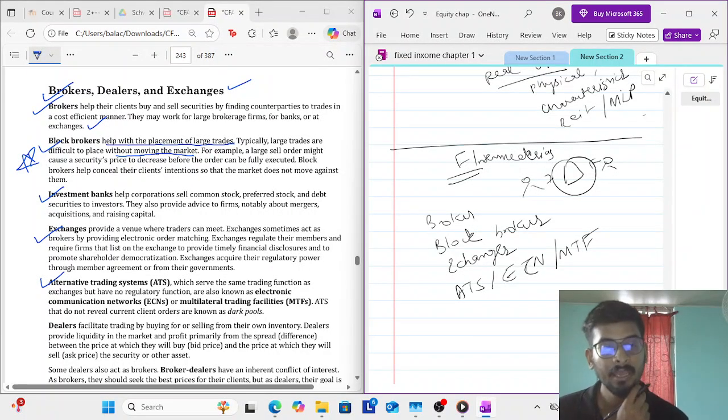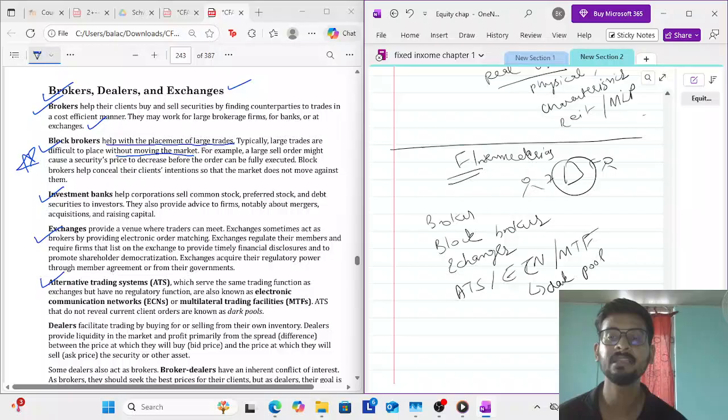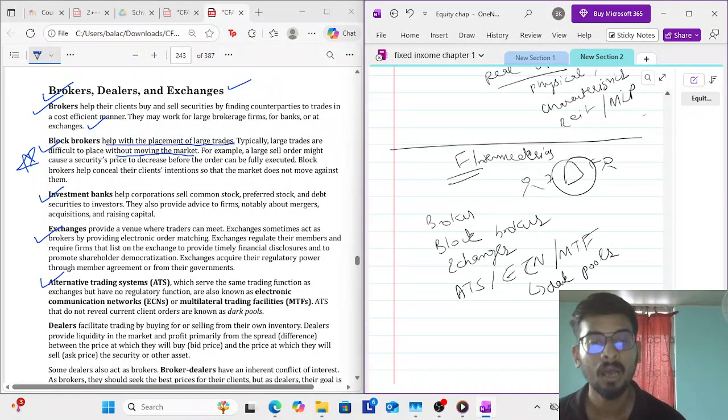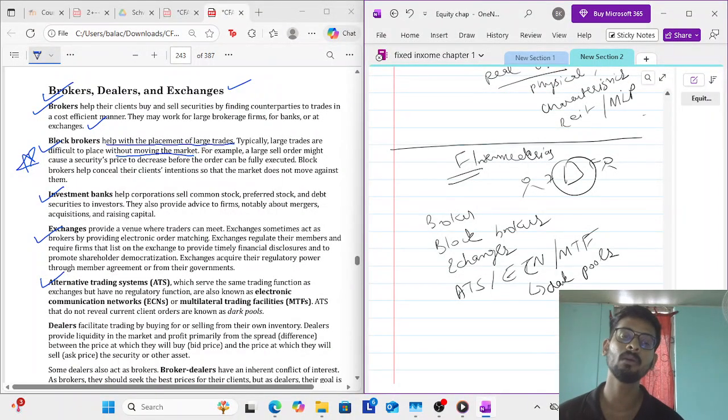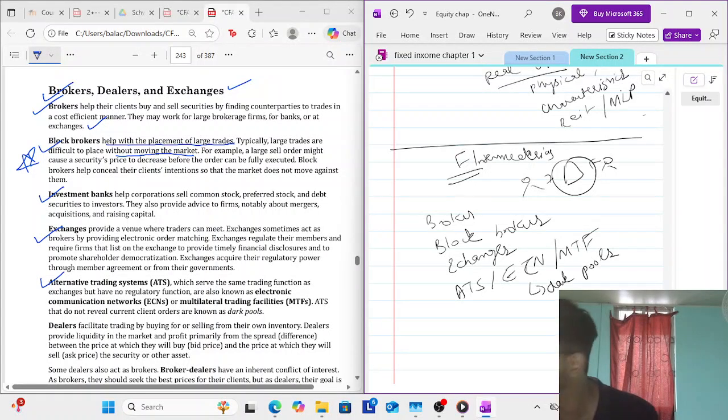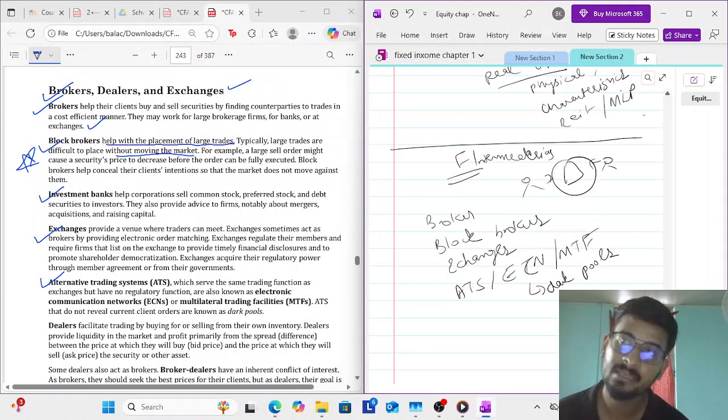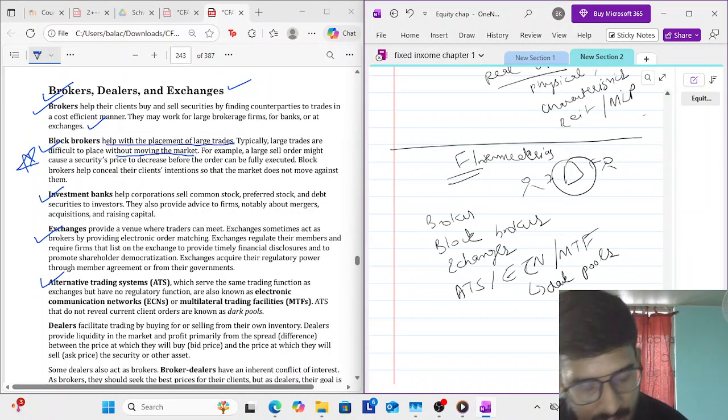ATS that do not reveal current client orders are known as dark pools. As they are not bound by the law, they can have dark pools too. It doesn't reveal the current client orders to anyone. So basically, a marketplace which is regulated is an exchange. A marketplace which is not regulated is an ATS, alternative trading system.